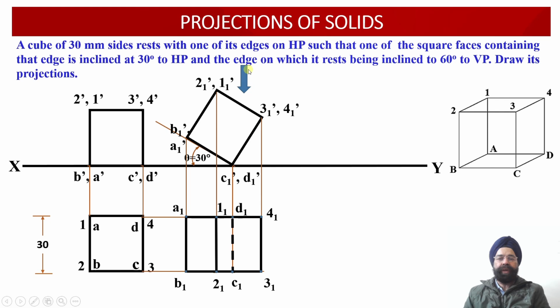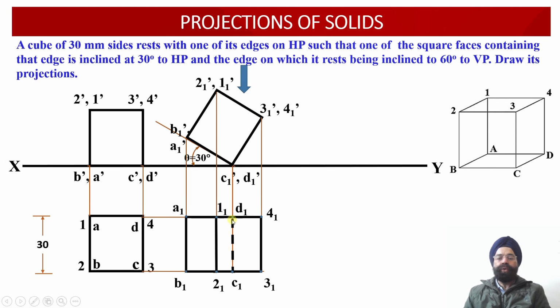Similarly, as we are going to look at the solid from the top, so 1, 1, 2, 1, 3, 1, 4, 1 will be visible to the observer. So this has been drawn as object line. And we have also joined A1 with 1, 1, B1 with 2, 1, C1 with 3, 1 and D1 with 4, 1. So this way, the top view projections of this inclined cube, which happens to be inclined at an angle of 30 degrees with respect to the horizontal plane, have been obtained.